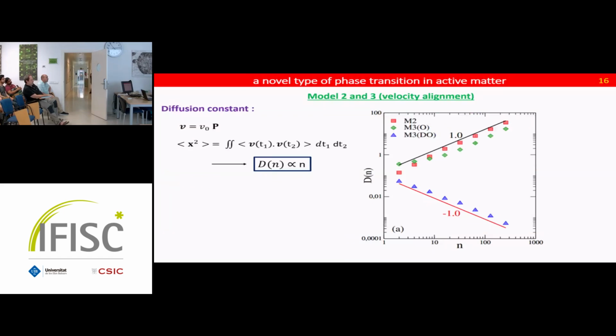So then again, using the Green-Kubo relation, one can get the mean square displacement or the diffusion constant of the cluster. This is for model 2 and model 3. You can see the diffusion constant is linearly increasing with its size. But as I was mentioning, when there is high noise in the system, model 3 becomes disordered, so the diffusion constant is decreasing linearly with its size. This behavior is the same as model 1, the first model I was discussing, the diffusive particle, where the diffusion constant also decreases with its size.